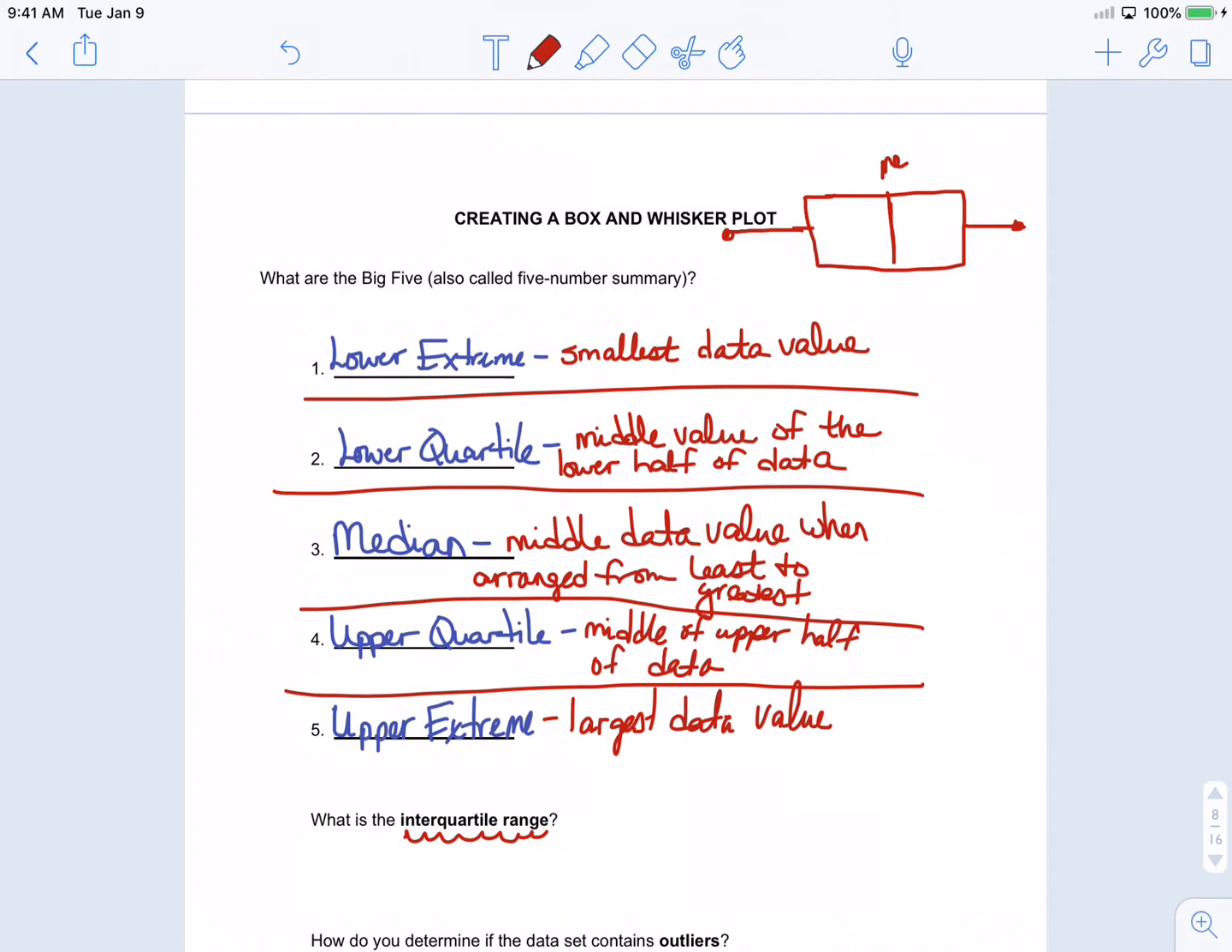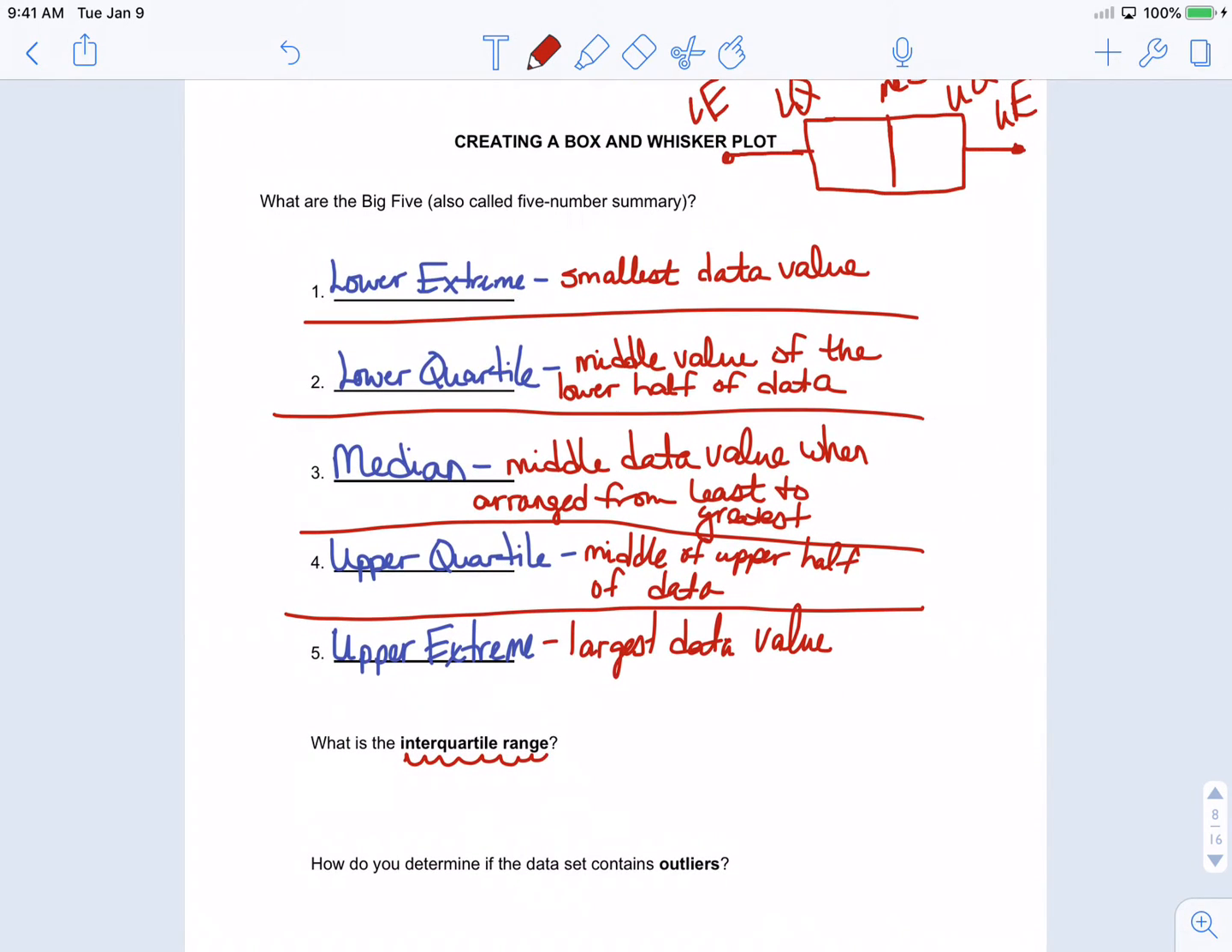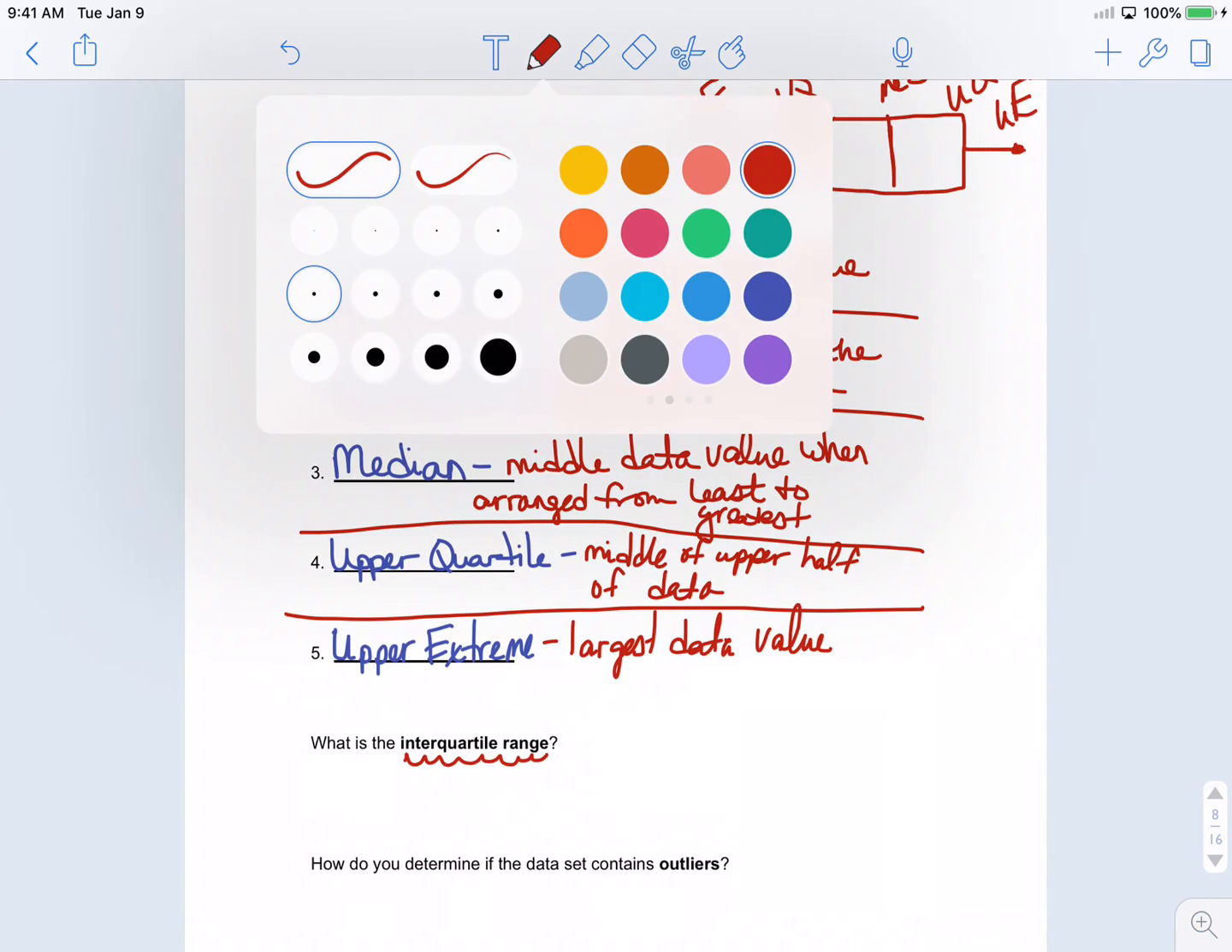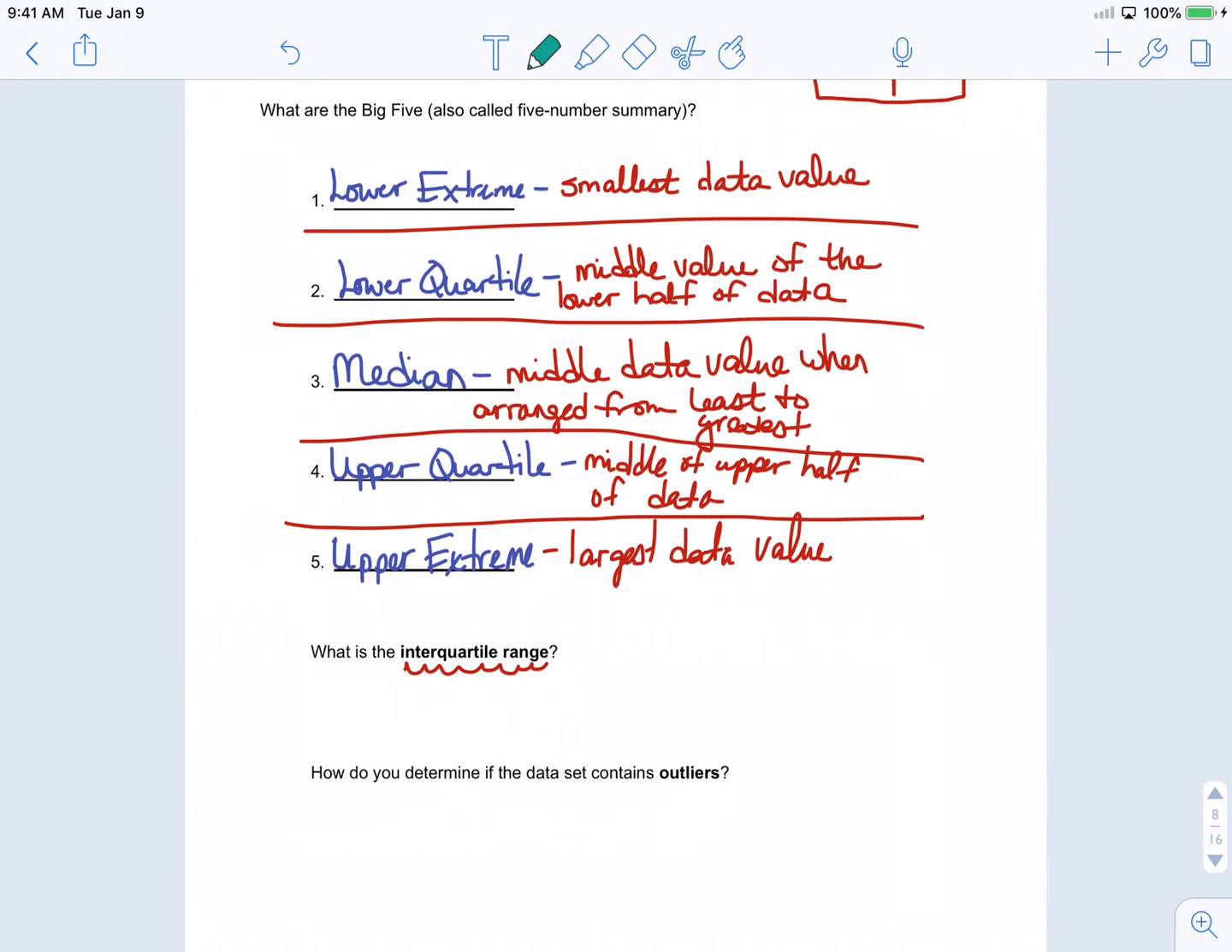And if I think about the interquartile range, we have the lower extreme and the upper extreme. And then we have the lower quartile and the upper quartile. So the interquartile range is that box area. And it's actually the distance between those two numbers. So how spread apart are the numbers in the box?